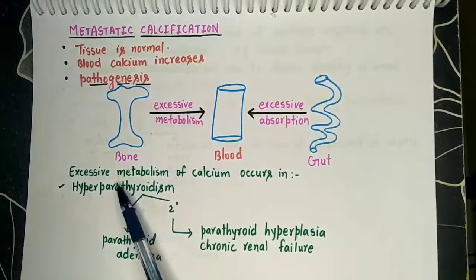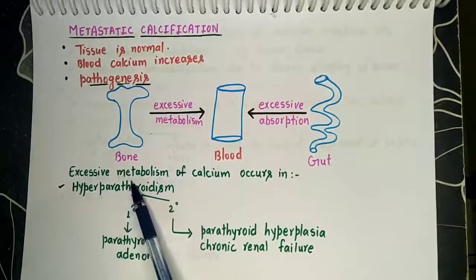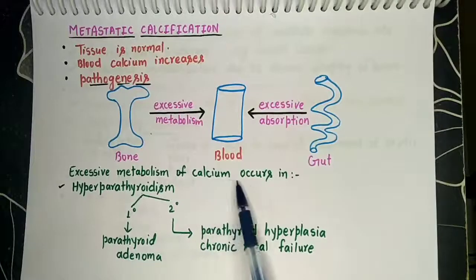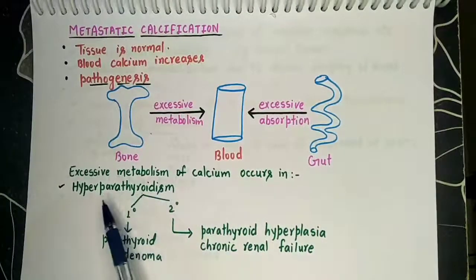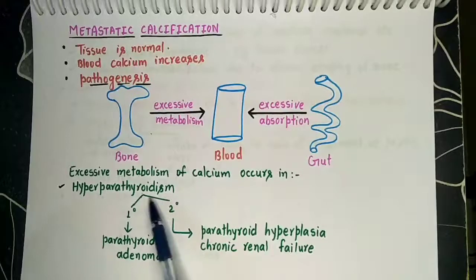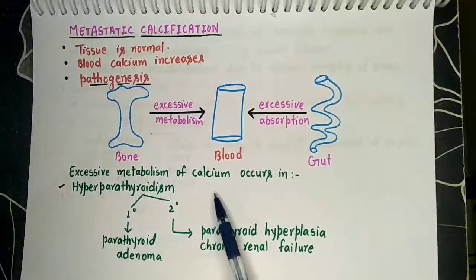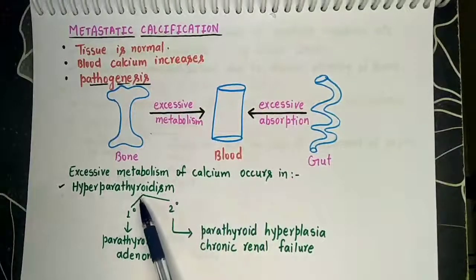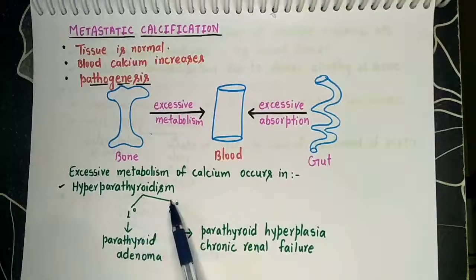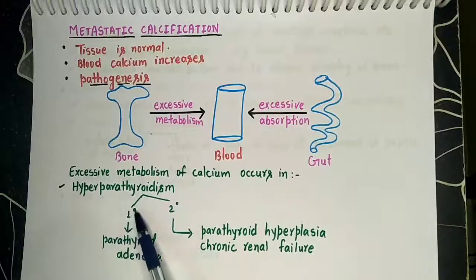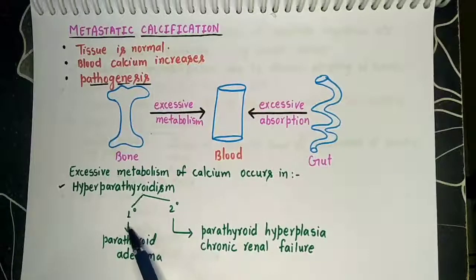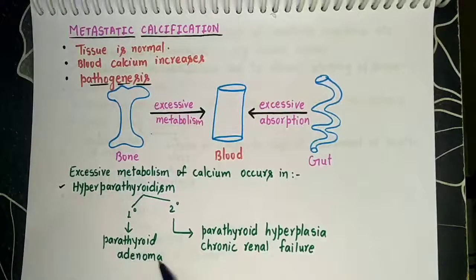So let's see under what circumstances excessive metabolism of calcium in the bone takes place. In case of hyperparathyroidism, hyperparathyroidism means increase in the concentration of parathyroid hormone that is released from the parathyroid gland. Hyperparathyroidism can be either of primary type or secondary type. Primary hyperparathyroidism occurs due to parathyroid adenoma. Adenoma means a tumor of the parathyroid gland.